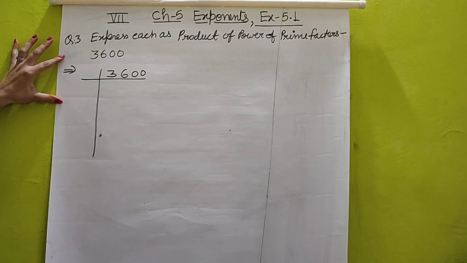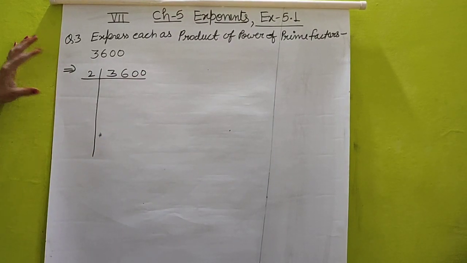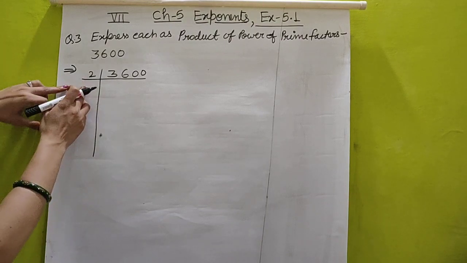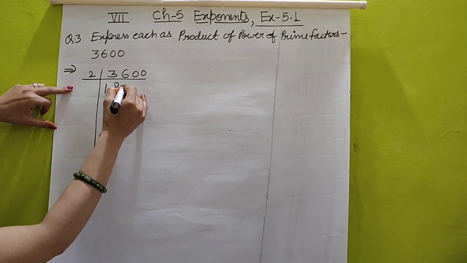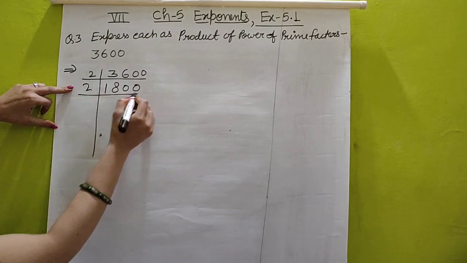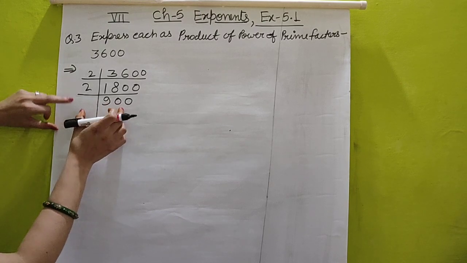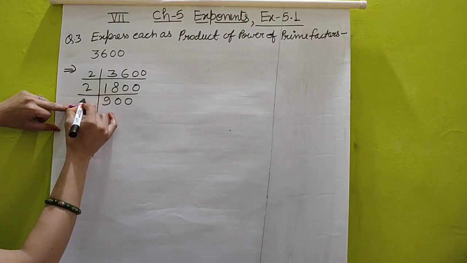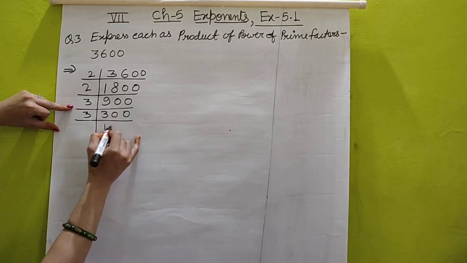As you know students, first of all we will start with 2 because the last number is 0 and 0 we can easily divide by 2. So 2 ones are 2, now 1 is remaining, 2 eights are 16, then 0 0. Again with the 2, 2 nines are 18, 0 0. What you can do here, again you can divide with 2 or 3. I am taking 3 here, 3 threes are 9, 0 0. Then 3 ones are 3, 0 0.